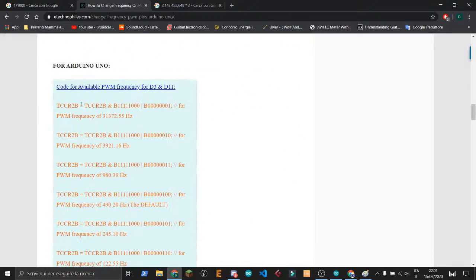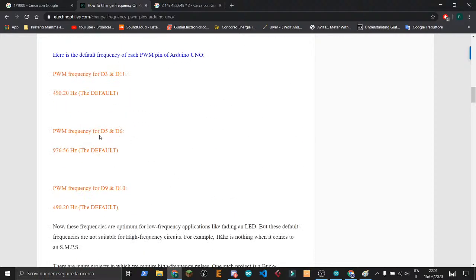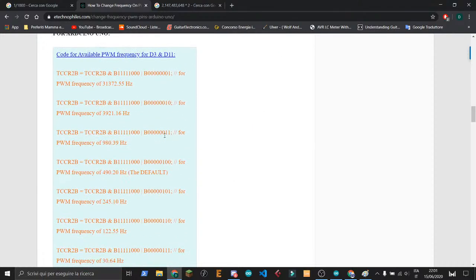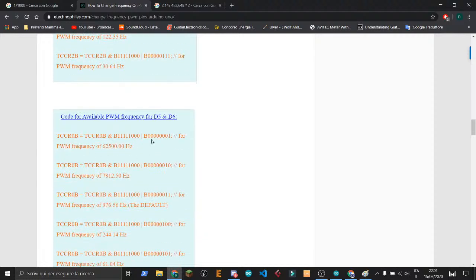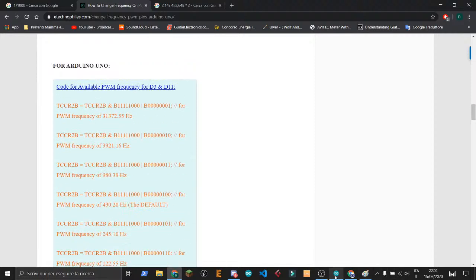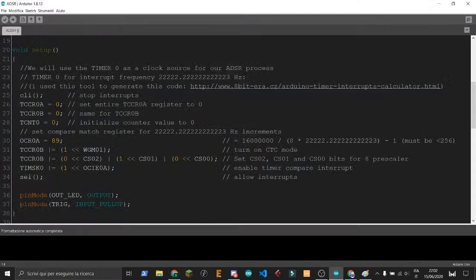Okay, so go with the blah blah. No. Okay, these are D3 and D11. I want D5 and D6 because it's timer 2, as long as it fits, not timer 0. Okay, never mind. D5 and D6, we can't use that because D5 and D6 are controlled by timer 0, so we are using timer 0. But again, we need to change the timer code here.